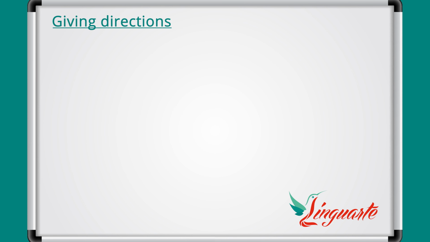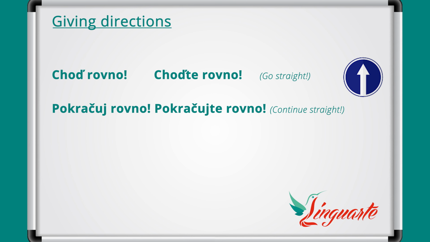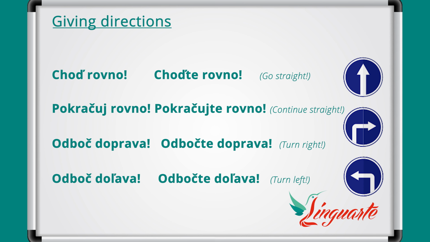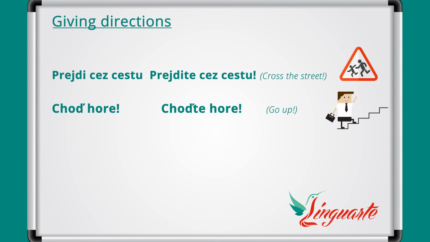Then for giving directions, we would use go straight, choď or choďte rovno. Continue straight. Pokračuj or pokračujte rovno. Turn right. Odboč or odbočte doprava. Turn left. Odboč or odbočte doľava. Cross the street. Prejdi cez cestu. Prejdite cez cestu. Go up. Choď or choďte hore.